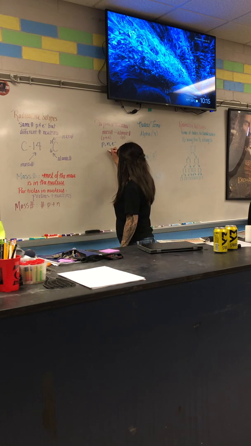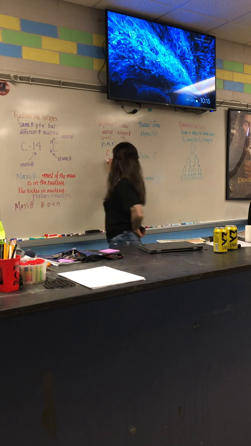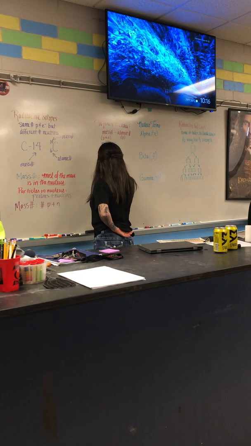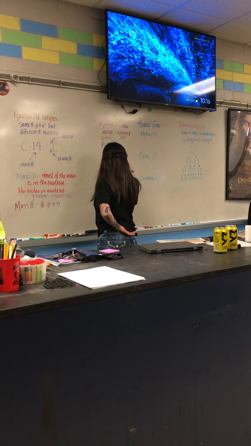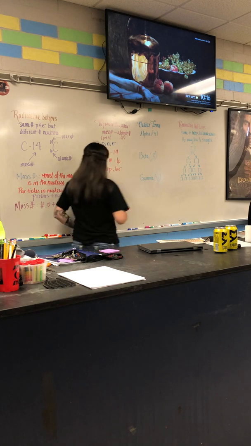So let's look at the carbon-14. We know it's carbon. What's the atomic number of carbon? It's 6. Atomic number is 6. That means it has 6 protons and 6 electrons.